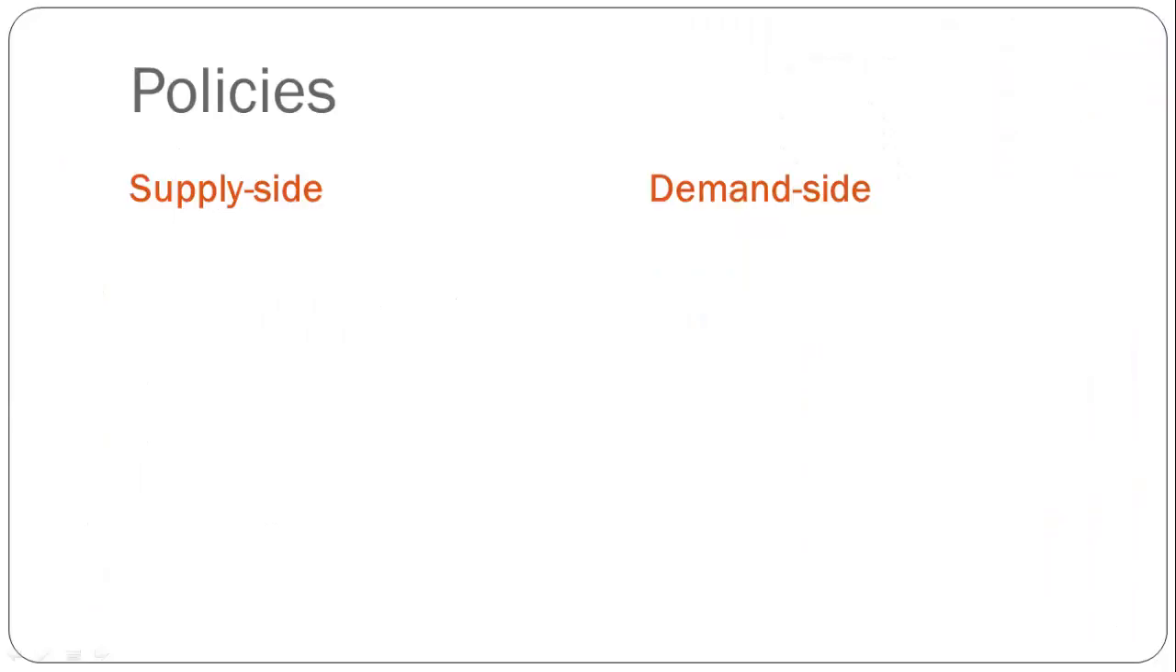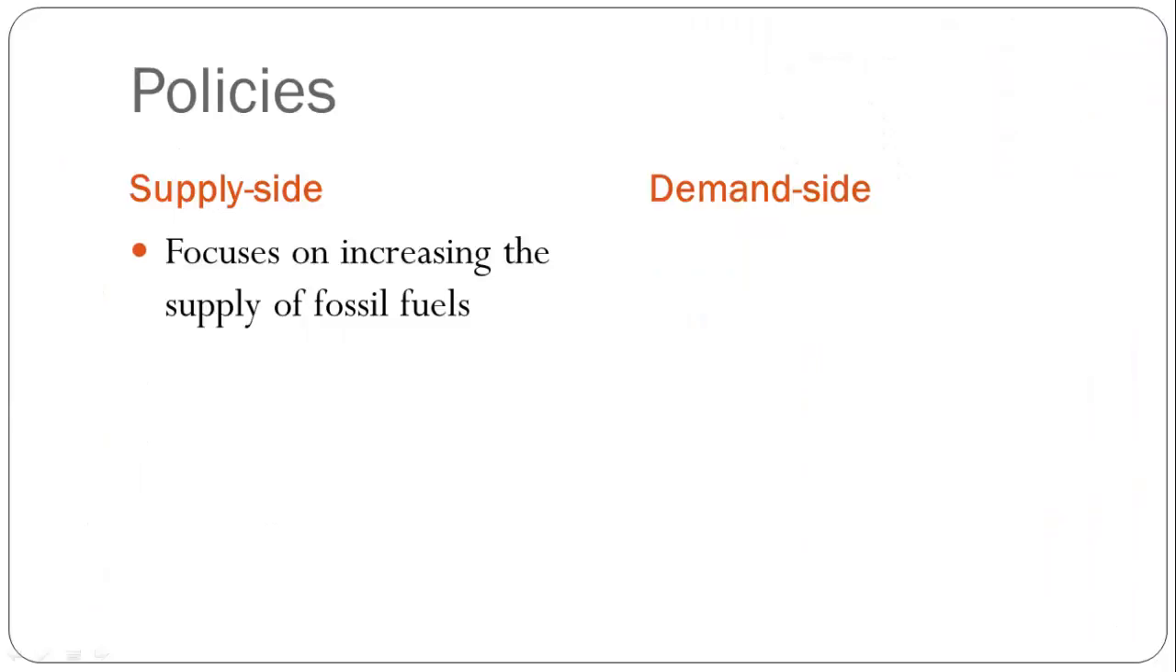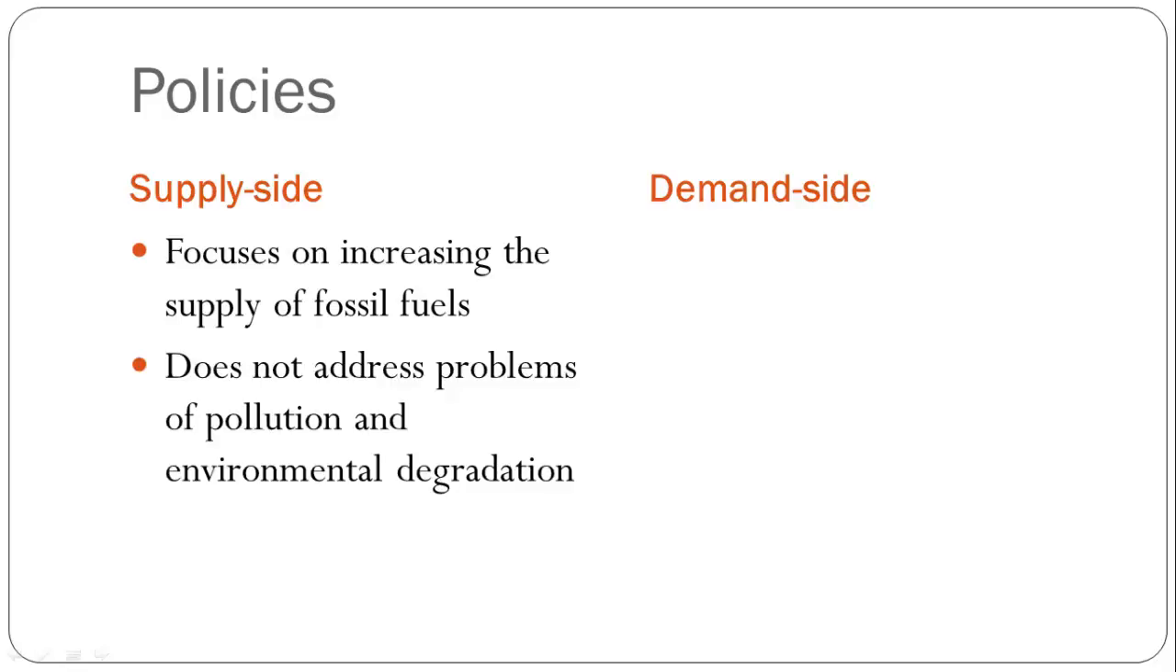So some of the policies focus on the supply side by increasing the supply of fossil fuels and decreasing the price, but it doesn't address the problems of pollution and the environmental degradation. So policies for oil or fossil fuels on the supply side are kind of the business as usual. Let's just make it as cheap as possible, use as much as we can, and we're starting to see this actually with some of Trump's new policies with coal.